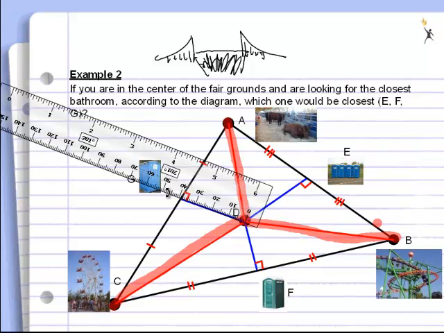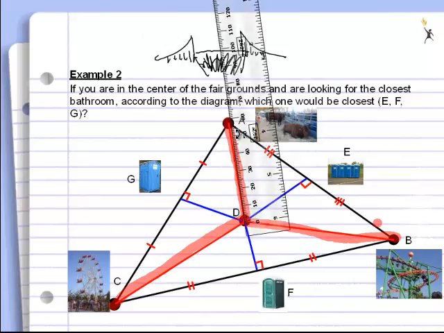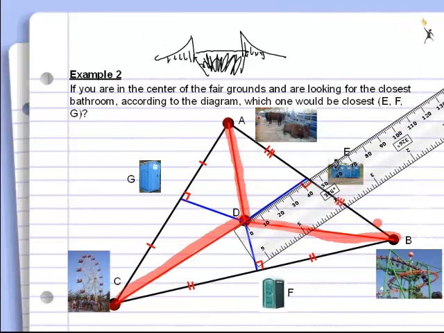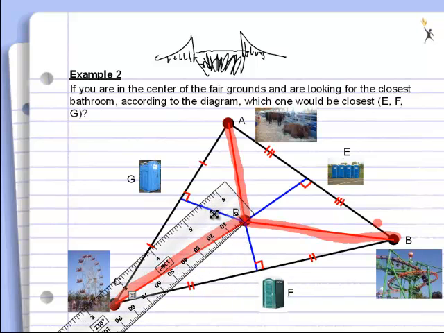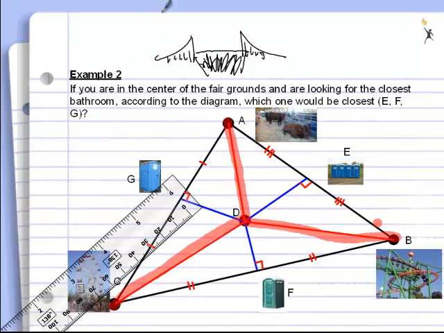This bathroom, we'll call it G, is about 40 away. This one's about 45. And again, these are millimeters. And this one's 28. We can see that F is the closest bathroom that you want to go to. Not necessarily the cleanest, but it is the closest. This distance is the shortest of those three perpendicular bisectors.